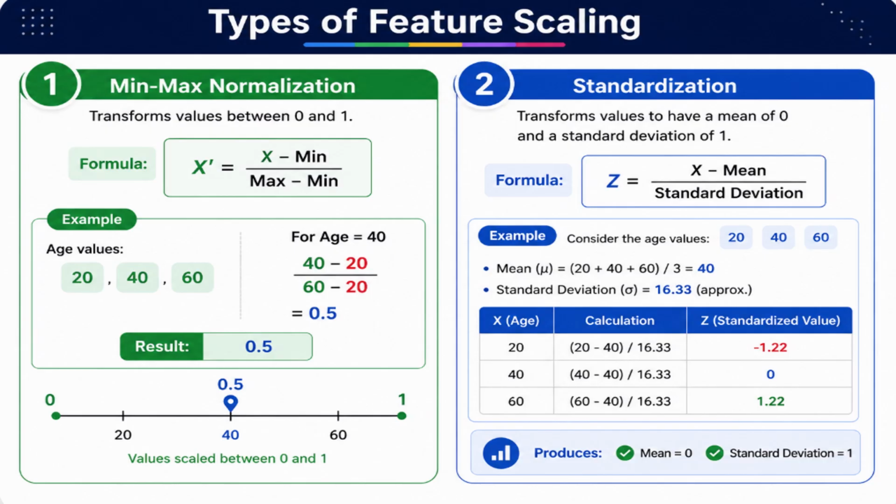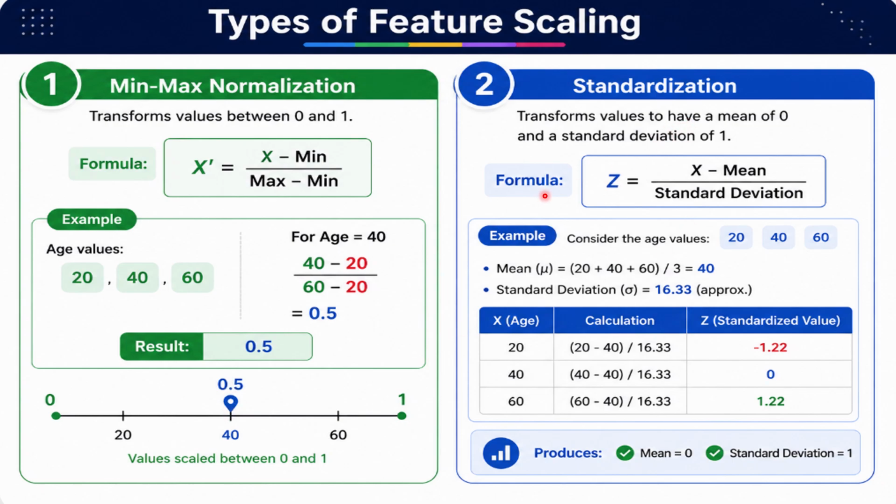The next topic is types of feature scaling. As we saw here, min max scaling and standardization. In min max scaling the formula is x minus min divided by max minus min, where x is the given value. For age 40, the minimum value is 20 and the maximum age is 60. So 40 minus 20 divided by 60 minus 20. The calculated values are scaled between 0 and 1. Here this is the 0, this is the 1, and the result 0.5 is scaled here.